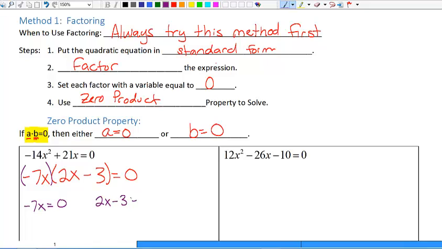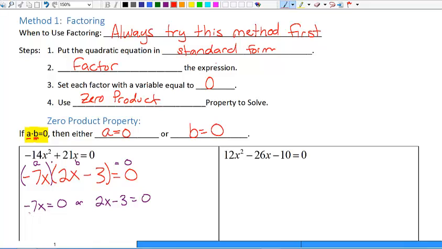0. The reason I can do that is because if this thing is like a, and we're multiplying it by another thing b, and if I know a times b equals 0, then either the first factor has to be equal to 0, or the second factor equals 0. It's one of the 2 things. One of the 2 parentheses needs to be equal to 0 in order for the whole thing to multiply out to 0.